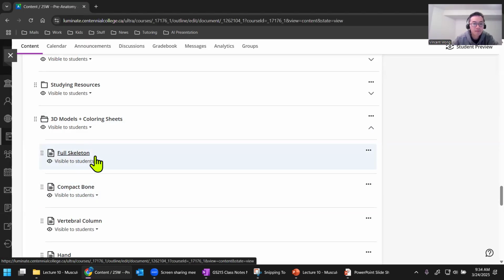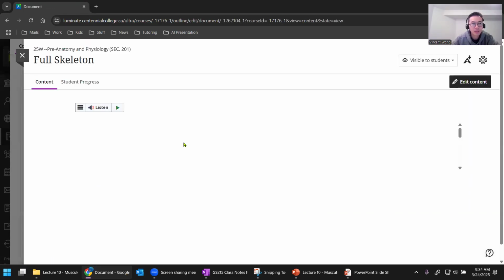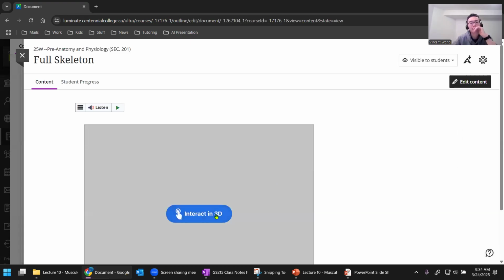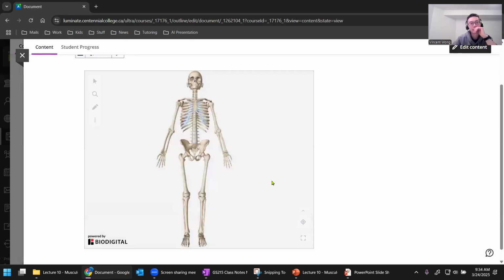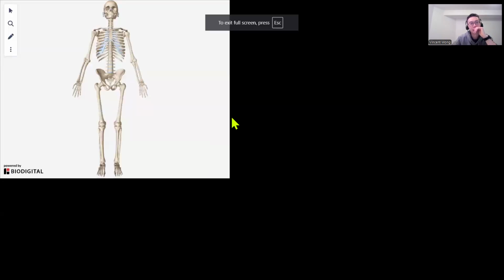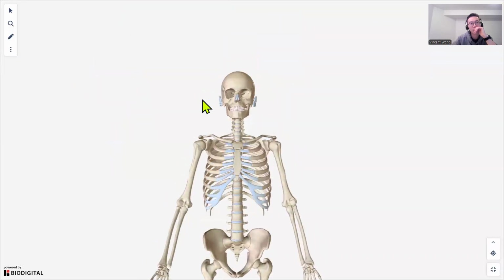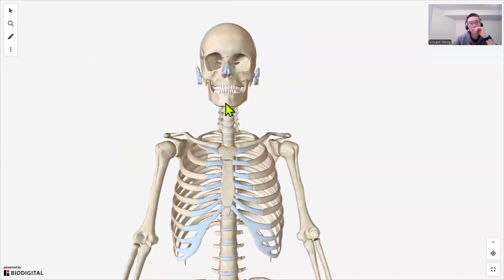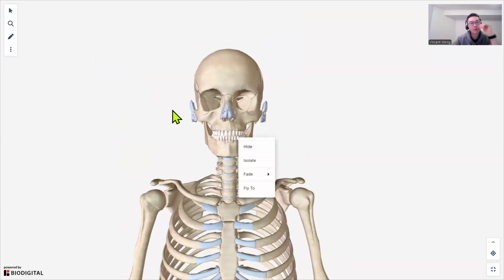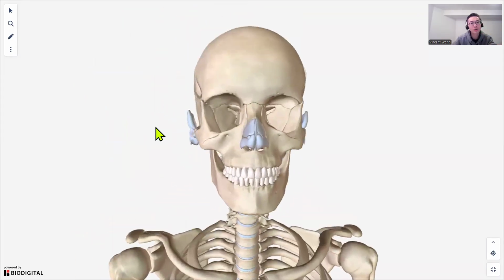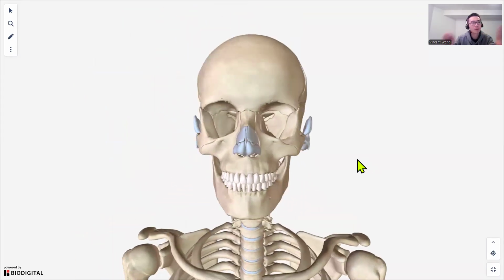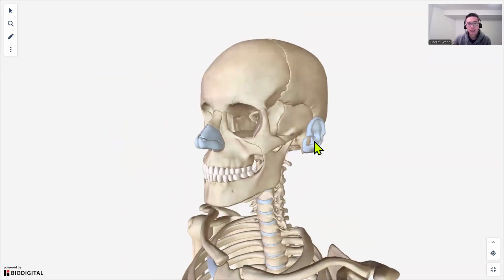Full skeleton here. That's the one we need. Full skeleton. So we are just looking at the skull right now. I'll talk through it with you. You can have the PowerPoint slide next to you, and we'll color it together maybe. So this is the skull.